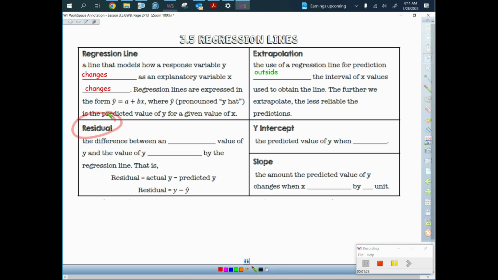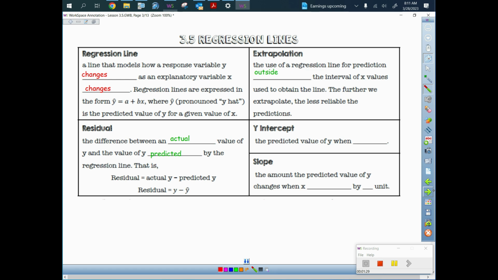And then this word, residual, looks like it's going to be complicated. It's not once we dive into it. It's the difference between an actual value of y and the predicted value of y using the regression line. And then this is how to find it. We'll do more with that later.